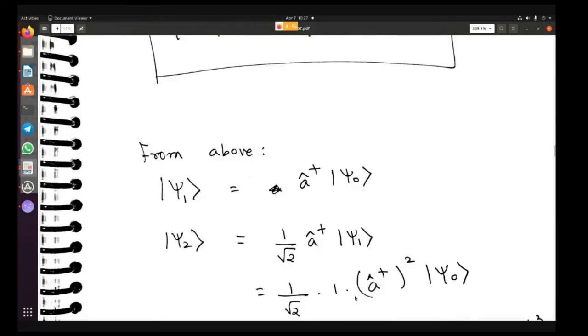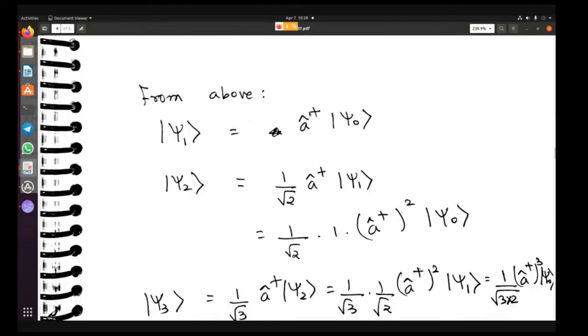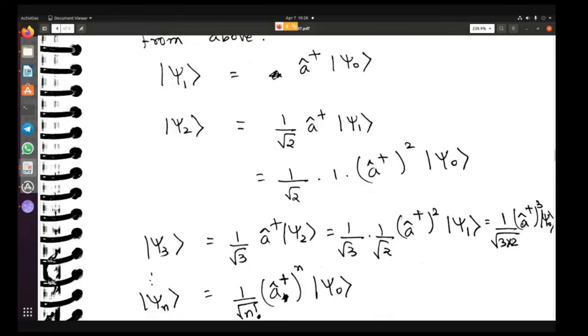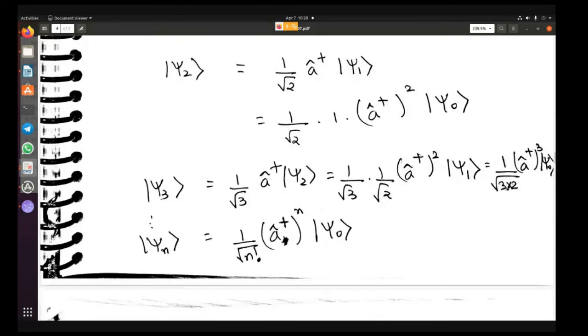So similarly, you can keep on doing. Now psi 1 is given by a dagger psi 0, so you can substitute that here. You'll get psi 2 as 1 by root 2 into a dagger whole square into psi 0. Similarly, psi 3 turns out to be 1 by root of 3 into 2 into a dagger whole cube into psi 0. So this is your psi 3.